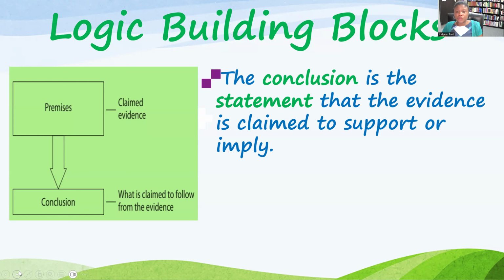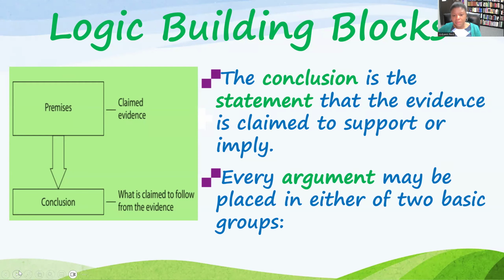So the conclusion, as we saw with the example of Lucy, is the statement that the evidence is claimed to support or imply. In this definition, we're saying claimed because in a bad argument, the statements don't actually imply the conclusion, but they are claiming to. So what is the definition of the conclusion? The conclusion is a statement that the evidence or premises is claimed to support or imply.